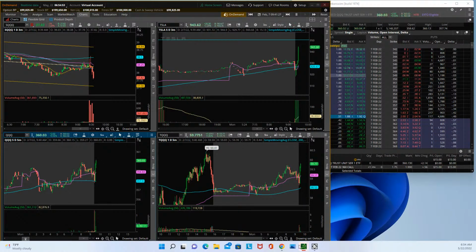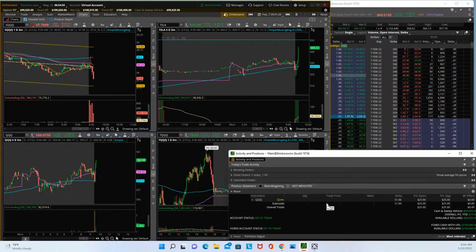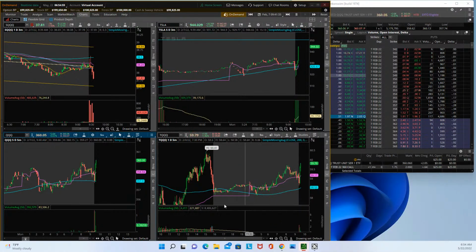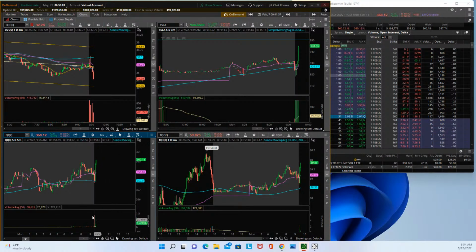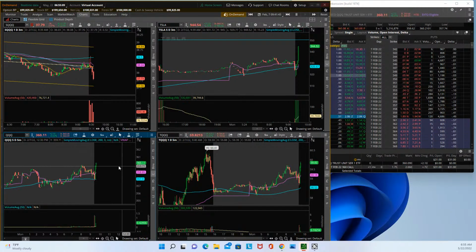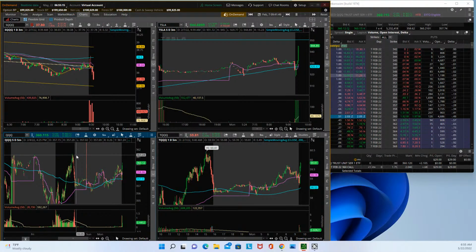Up 25. All right, and then we're seeing, if we look at the volumes, we're getting some volume here. Okay, now it's moving a little bit. 361. Come on, can we get up to 361 and really open up? 361.24.